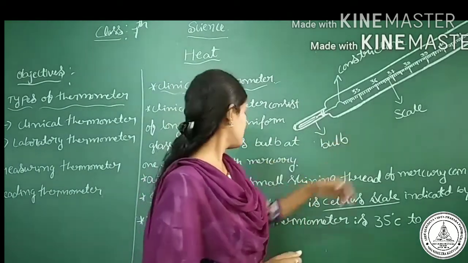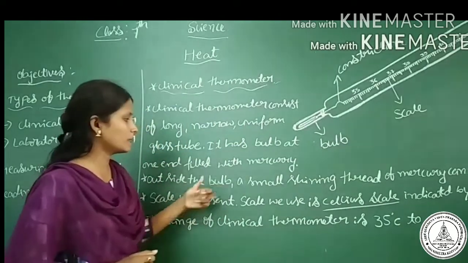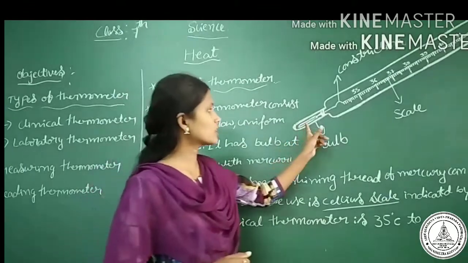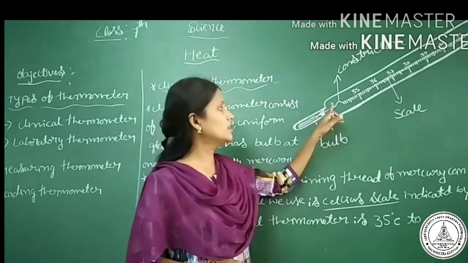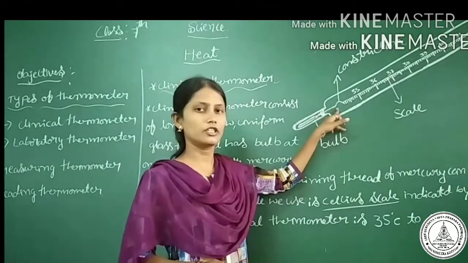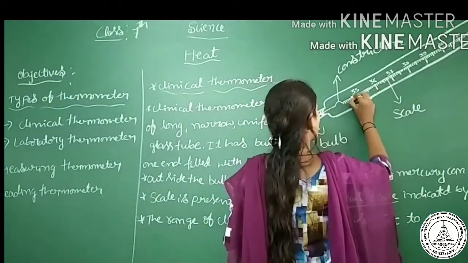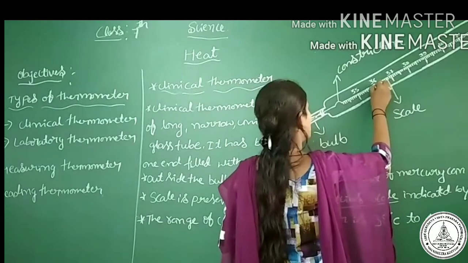Next, outside the bulb a small shining thread of mercury can be seen. This is the mercury.